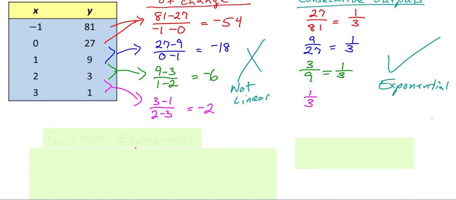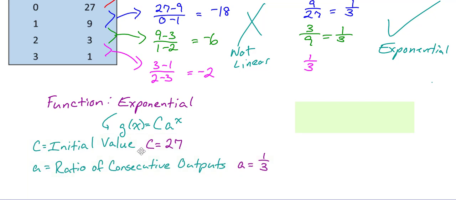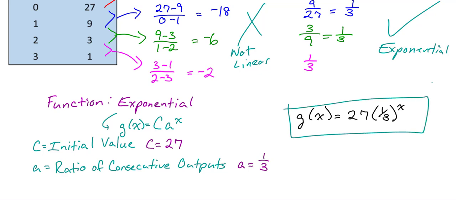Okay, so an exponential function uses the format g of x equals c times a to the x power, where c represents our initial value. That's what we started at when x was 0, so that was 27. The a is our ratio that we discovered over here. That's our 1/3. And then we just simply plug it in. G of x equals 27 times 1/3 to the x power. And that would be the representation of our exponential function in the table.